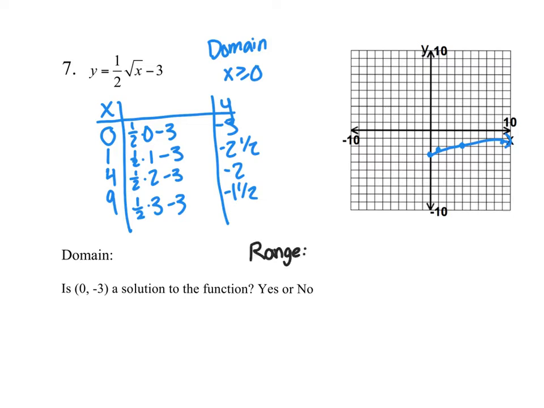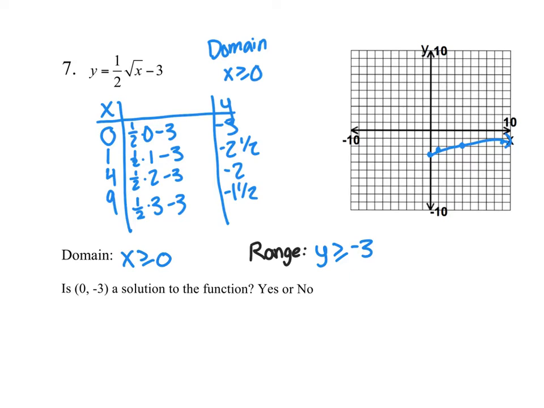The key to identifying the domain and range is to use this endpoint here. I can see that my domain will never go below that point, and my range will never go below that point. Therefore, my domain, which we've already talked about, is x is greater than or equal to 0, and my range is y is greater than or equal to -3.